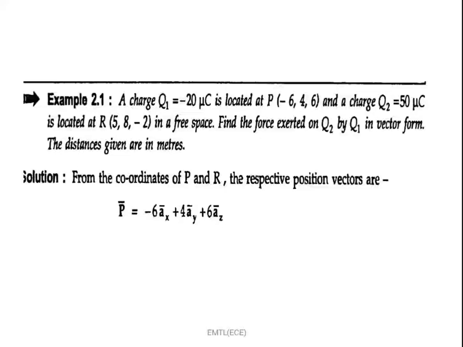So simply the expression for Coulomb's law is F is equal to 1 by 4 pi epsilon naught Q1 Q2 by R square. With the help of a force, we can easily determine the electric field intensity also. Now here, these are the problems based on Coulomb's law. Now let us discuss the first problem.